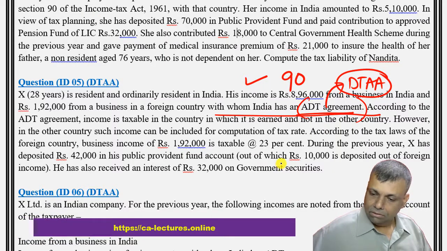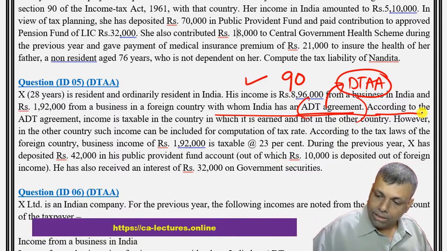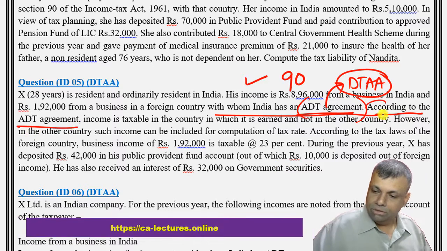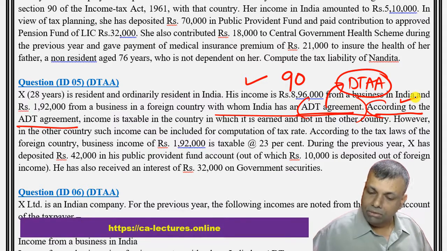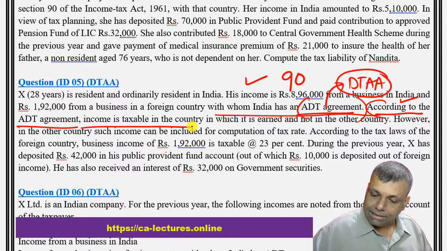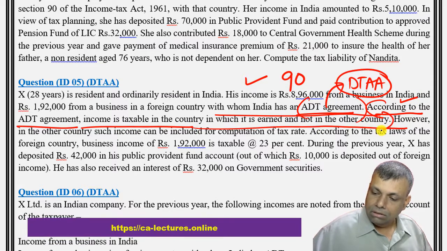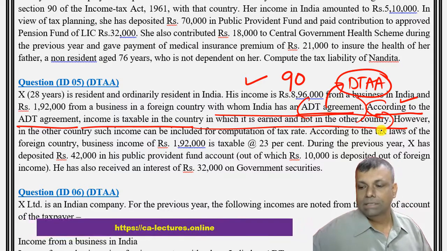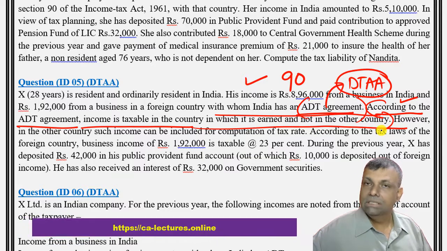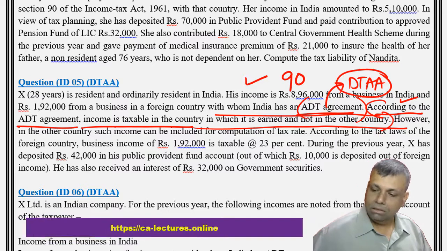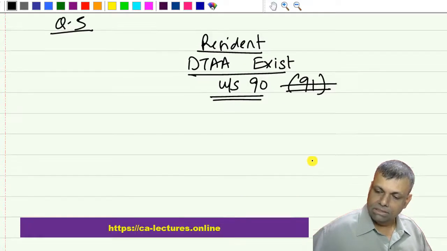So it says that according to the ADT agreement, this is what you have to follow now, because according to the ADT agreement, income is taxable in the country in which it is earned and not in the another country. So income is taxable in the country in which it is earned and not in the another country. So what is the meaning of this sentence?